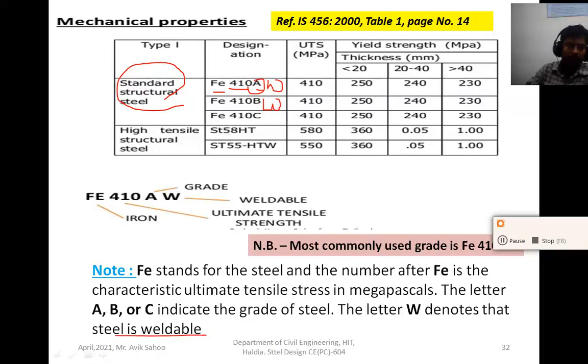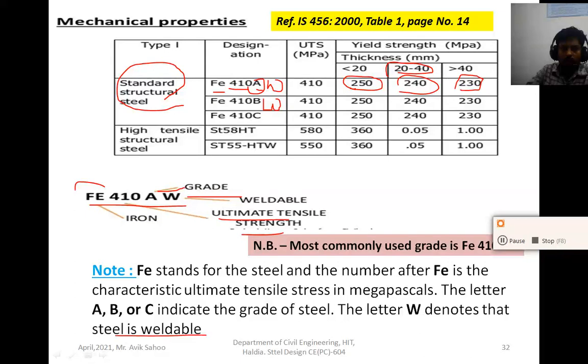Now you see that this is a designation. Fe is the iron, 410 is the ultimate tensile strength, A is the grade, and W is weldable. And it depends on the thickness. If the thickness is less than 20, then we get 250 yield strength. If the thickness is more than 20 up to 40, then we get less yield strength. If it is more than 40, then we get even less yield strength.